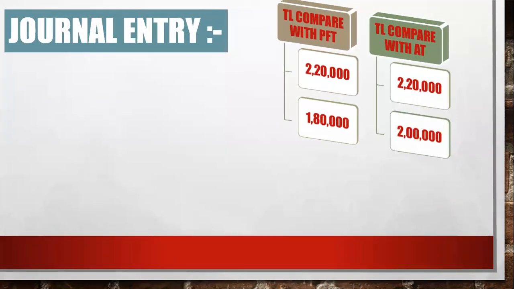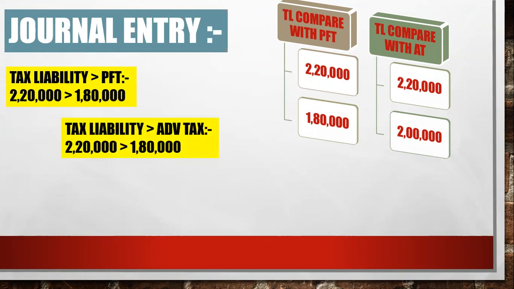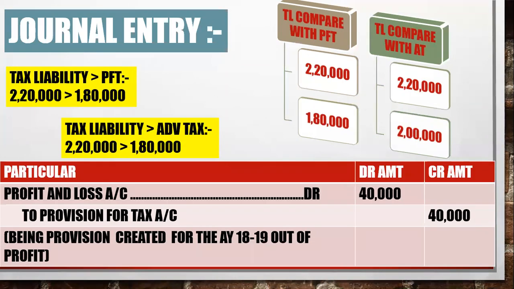You have to find this out. See, first compare tax liability with your PFT. Clear? So we'll check first: my tax liability is 2,20,000 and my PFT is 1,80,000. So in this situation, PFT is lesser by 40,000, so you have to create. See, here I told you tax liability is more than your PFT. So 2,20,000 is more than 1,80,000, so you have to create over here. So this is the journal entry for that: PNL account debit to PFT account of rupees 40,000.